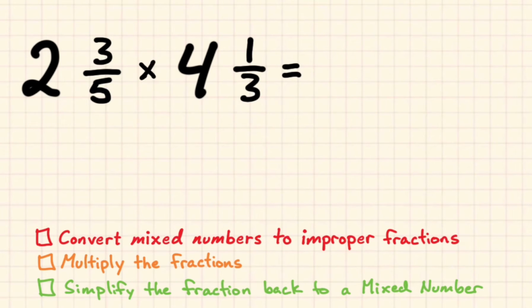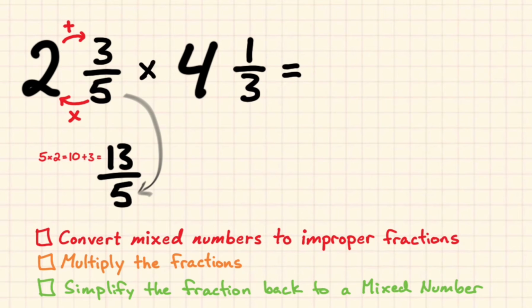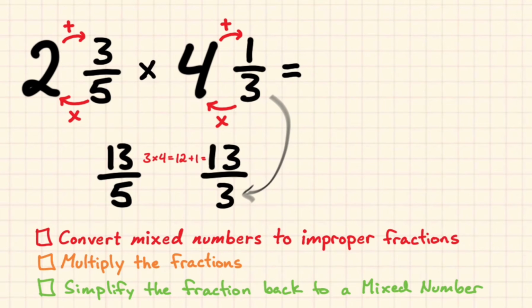To do this, multiply the denominator by the whole number and add the product to the numerator, keeping the denominator. For instance, with 2 and 3/5, we get 13 over 5. For 4 and 1/3, the conversion yields 13 over 3.